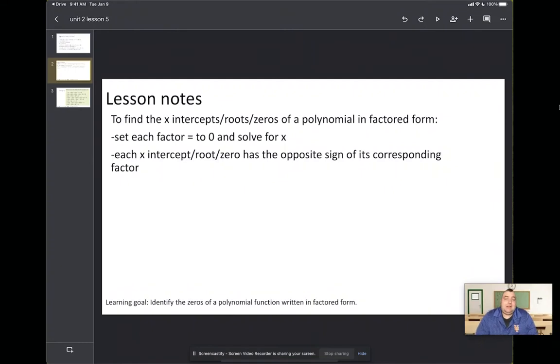Hello, everyone, again. We are up to lesson 5 of Unit 2, and in this lesson, we're going to talk about how to find the x-intercepts of a polynomial that's in factored form.